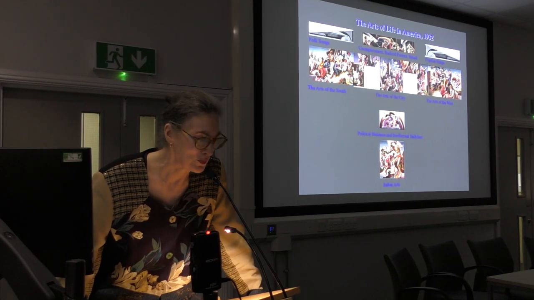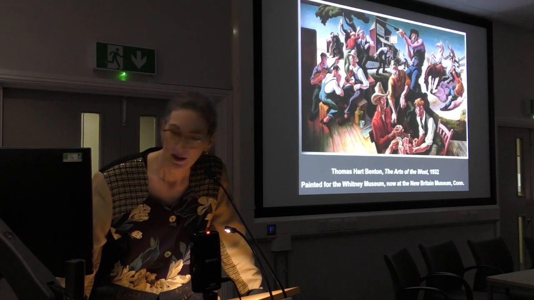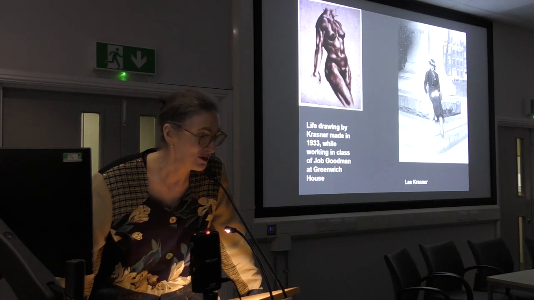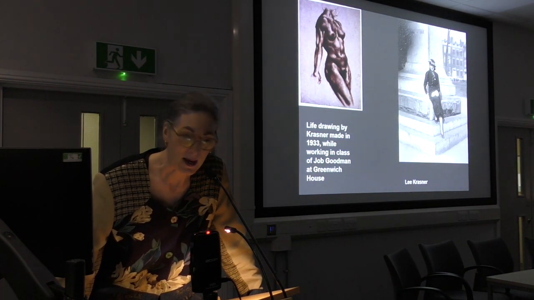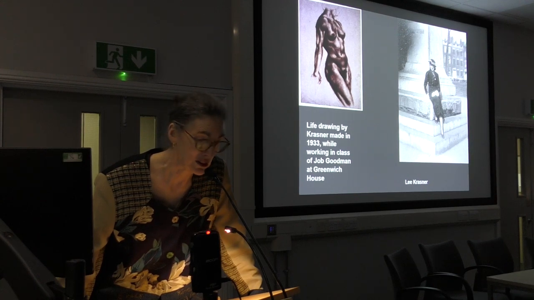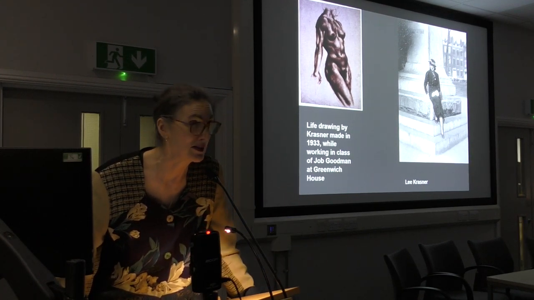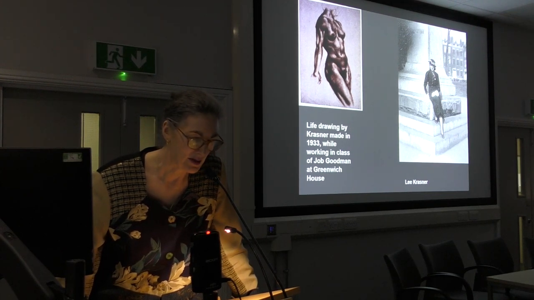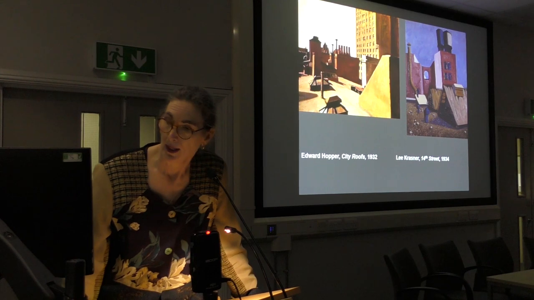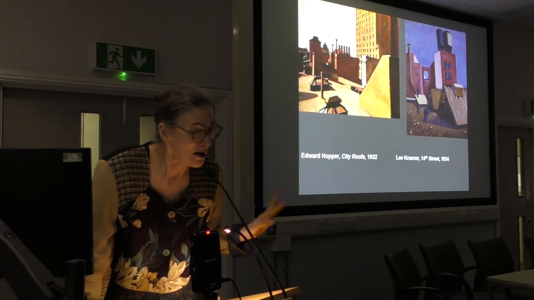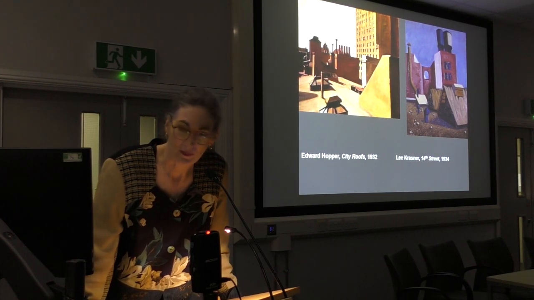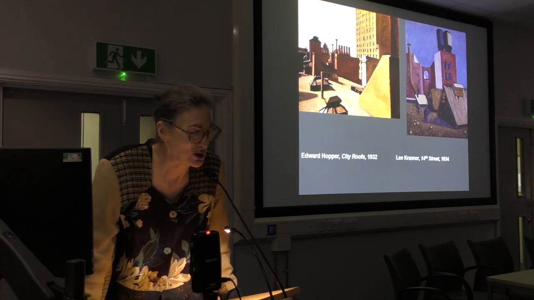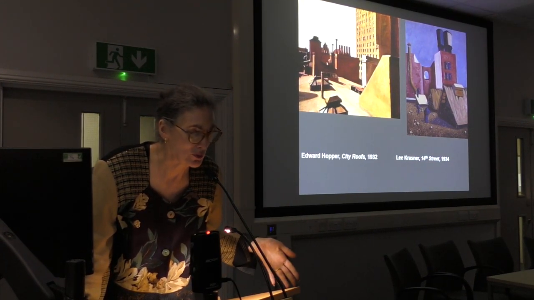But this is more of Benton's murals, The Arts of the West. There's Lee's life drawing, made in '33, in the disciple Job Goodman's class at Greenwich House. That's a kind of settlement house, so these classes were free. And there's Lee posing around that time. So let's look at her art. This is not in the show, perhaps because this is where she's just getting started and she's more derivative.